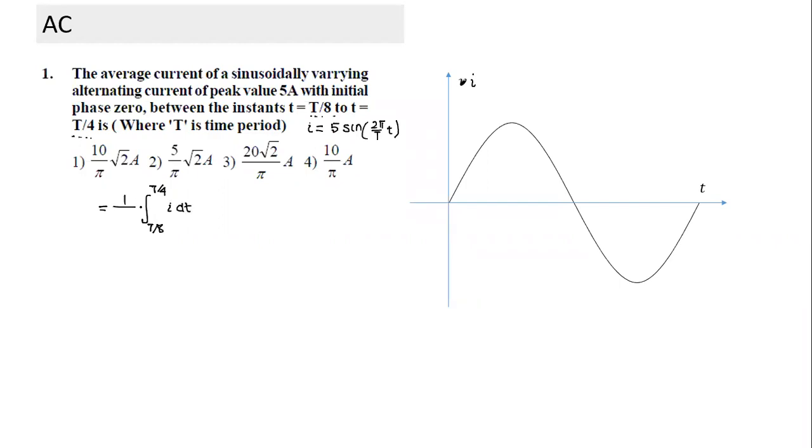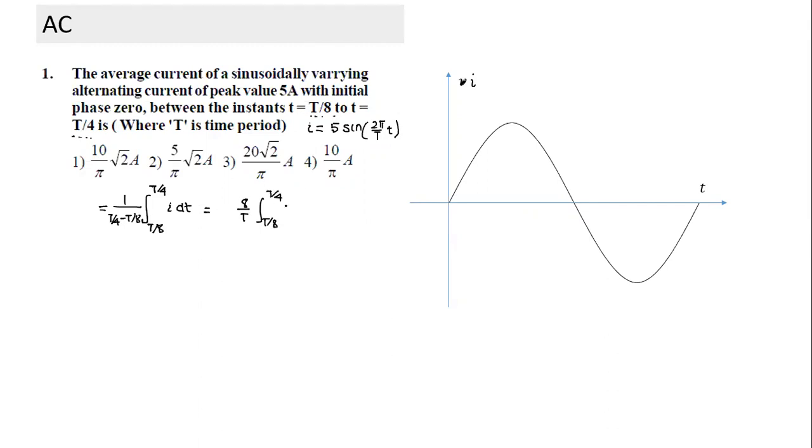And this will be from T2 to T1. T2 minus T1, T by 4 minus T by 8. And we substitute this expression. It's fairly easy. It becomes T by 8 to T by 4.